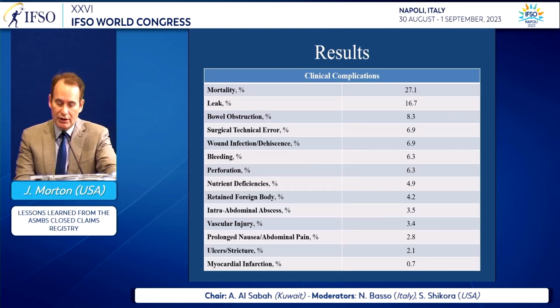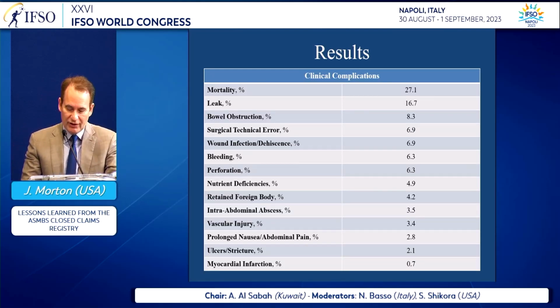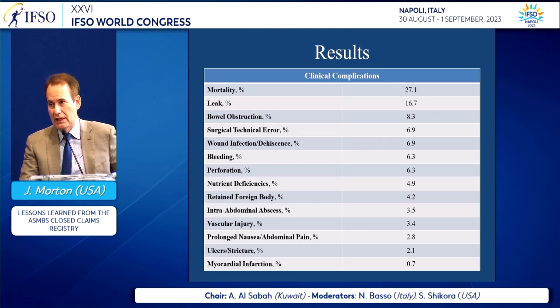The number one reason people were sued was because of mortality, followed by leak and bowel obstruction, perforation. One that is becoming increasingly more, we are updating this particular study, but one of the things that is increasing is nutritional deficiencies, and really want to sound the alarm around thiamine deficiency. That has now become the second leading cause of lawsuits in the United States.